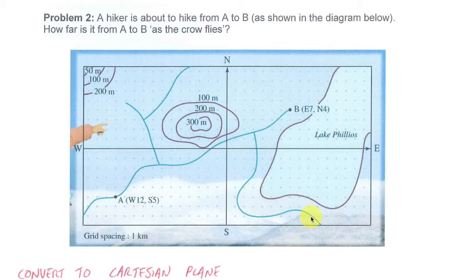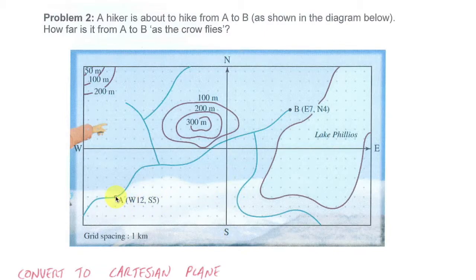Here we have an application where we have to work out the distance between the points A and B. So obviously some kind of hiker. We've got a position A, which is west 12, south 5, and a position B, which is east 7, north 4. If I think of the Cartesian plane with my reference point here being 0, 0, values to the east are like the x values and positive, values to the west are x values that are negative, with positive y values and negative y values.